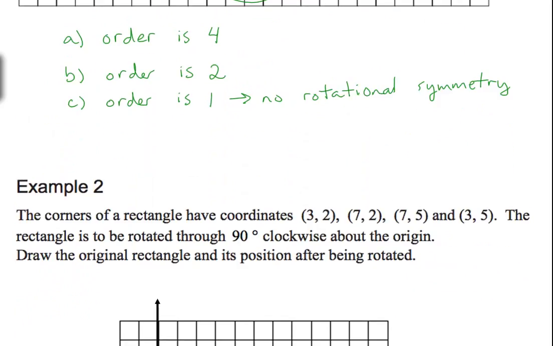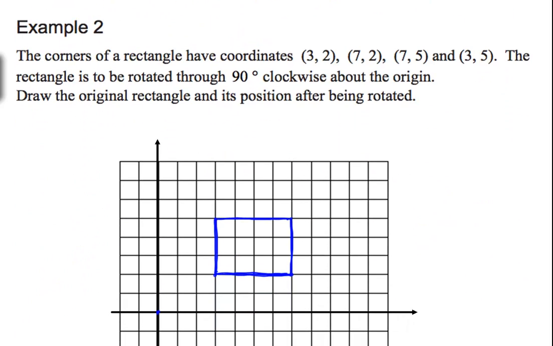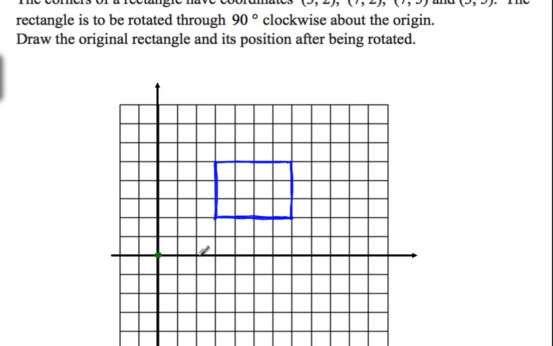Example 2. The corners of a rectangle have these coordinates, and the rectangle is to be rotated through 90 degrees clockwise about the origin. Draw the original rectangle and its position after being rotated. So I've already drawn in the rectangle, and of course the origin is right here. This is the x-axis, this is the y-axis. I left off the numbers because I wanted this to be more clear, but each one here is 1, 2, 3, and these coordinates are in the correct spots.